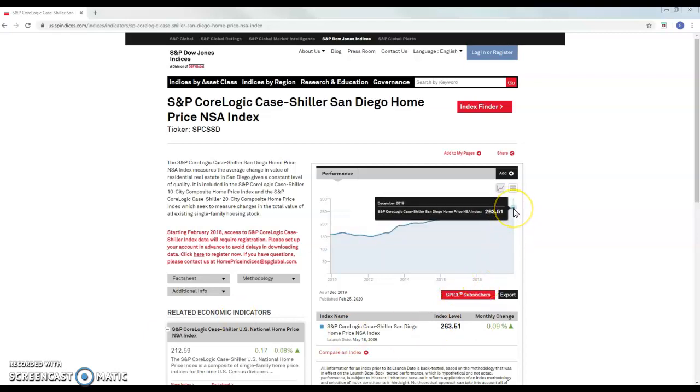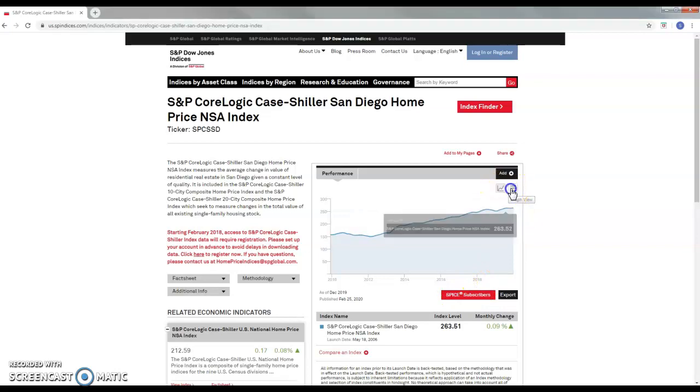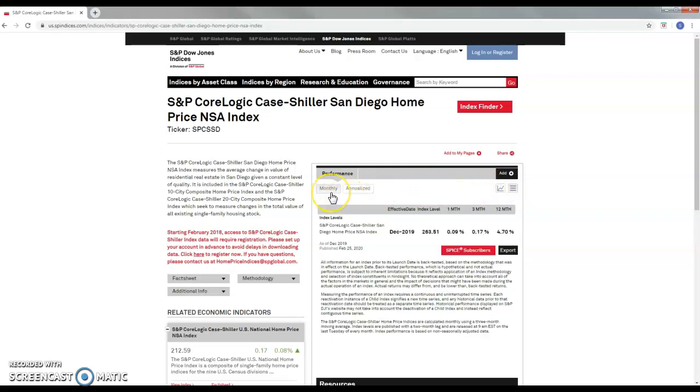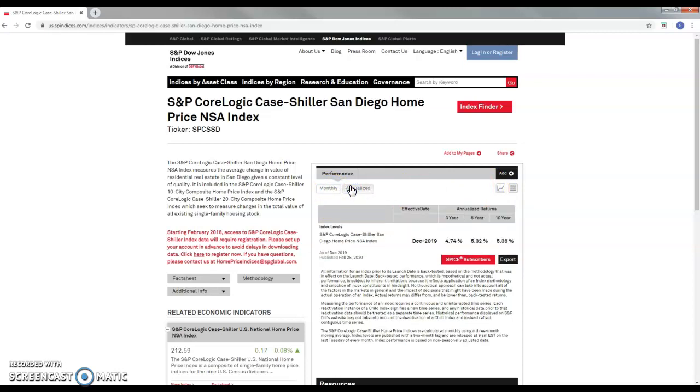So that's San Diego. Now let's go back to these bars here, and if you click on annualized, it'll give you some more detail. For example, the annualized returns are 4.74% for the 3 years, and then 5.32% for 5 years, and 5.36% for 10 years. Now, when we say annualized, of course, we mean we're calculating this on a yearly basis. That means that home prices went up 5.36% per year over the 10-year period based on the index.